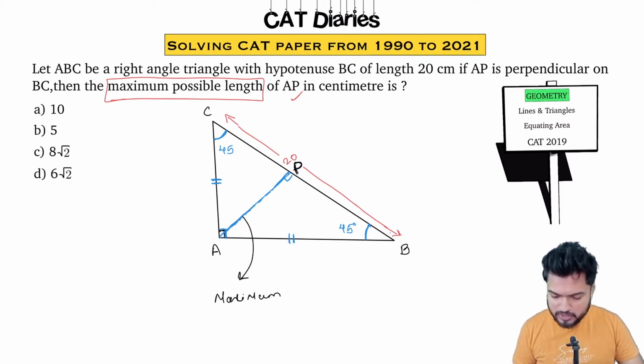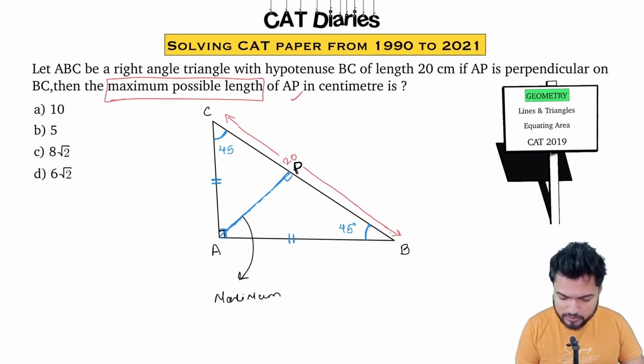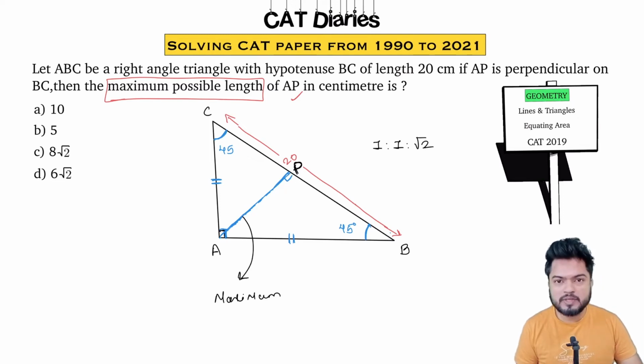So let's solve this now. What do I know? I know this is a 45, 45, 90 triangle. So what do I know about the ratio of the sides? 1 is to 1 is to root 2 is the ratio of the sides. Okay, that is something that you need to know. 30, 60, 90: 1 is to 2 is to root 3. 45, 45, 90: 1 is to 1 is to root 2. Okay, because they will always ask you.